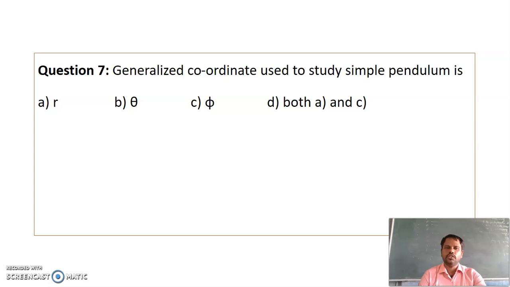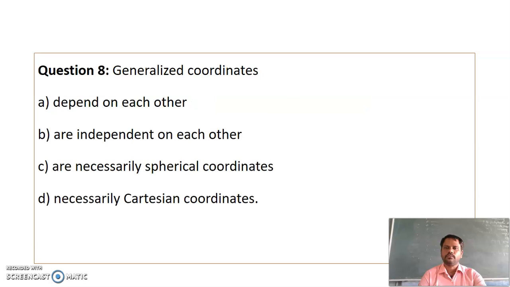Question number 7. Generalized coordinates used to study a simple pendulum are: option B. Generally it is both A and C. If the length of the pendulum is not fixed, then both r and theta are used to study the simple pendulum. Generalized coordinates are q1, q2, q3. They are independent of each other. So the answer is option A.